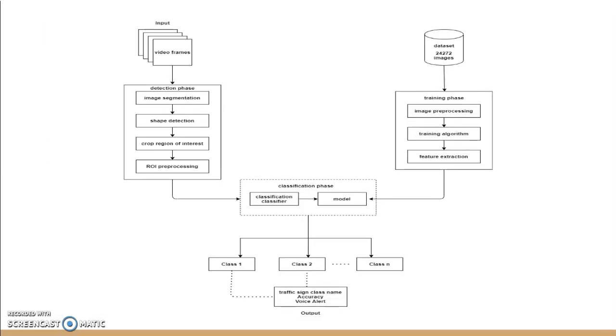Here's an overview of the system. As I mentioned before, I have my dataset and I conducted my training, extracted the features and saved them to the model. Here I have the input. I segment the image, detect the shapes, crop the region of interest, pre-process the region of interest, then pass it through the classifier. Then we are able to obtain a classification for the traffic sign detected.